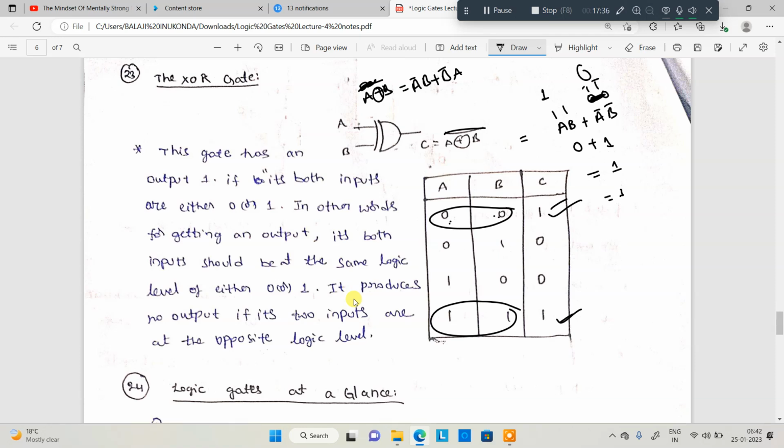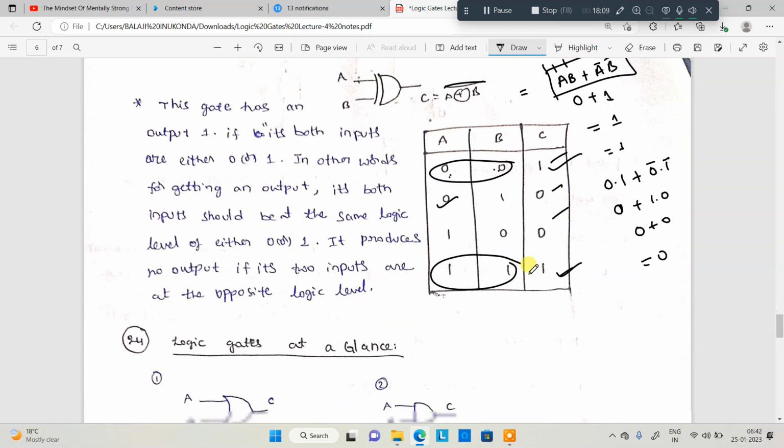Yes, when both the inputs are 0 or both the inputs are 1, you will get the output 1. In the remaining cases, when any one input is 0, the output will become 0. See, 0 into 1 plus 0 bar into 1 bar, 0 into 1 is 0, 0 into 1 is 0, 0 plus 0 is 0. So in all these cases you will get 0. That is the XOR. You need to remember this is the logic for the XOR gate.